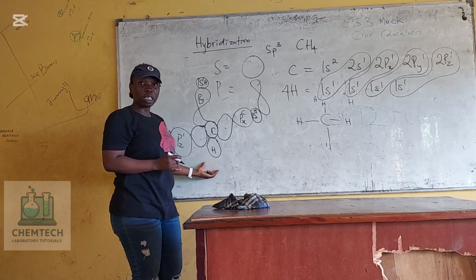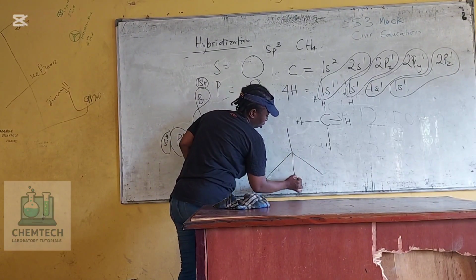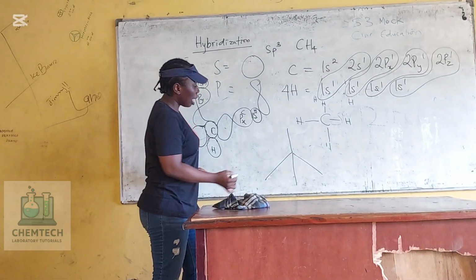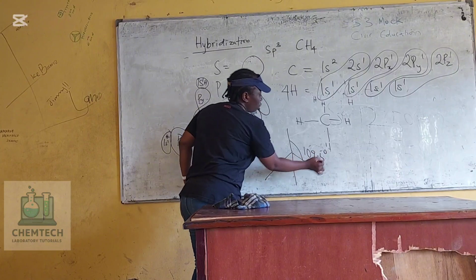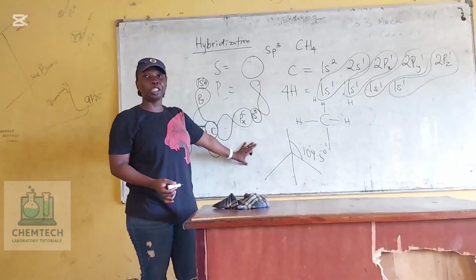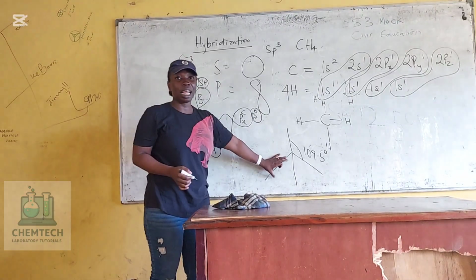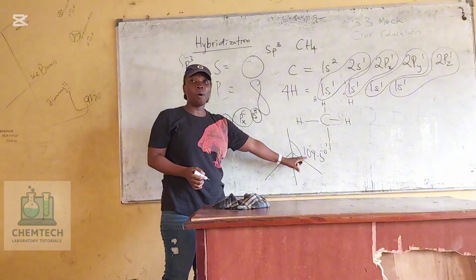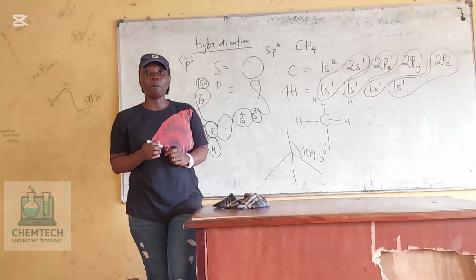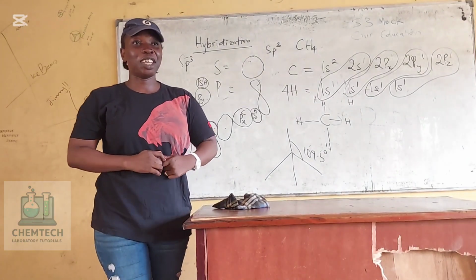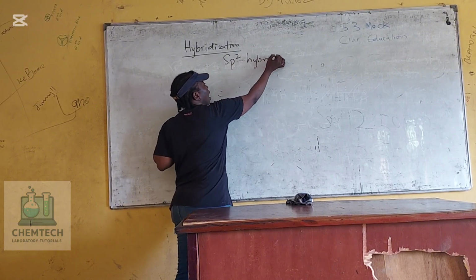So when you view this, the shape becomes something like this. And we are saying that this angle is 109.5 degrees. So it forms a tetrahedral shape. So all sp3 hybridized compounds are tetrahedral in shape with a bond angle of 109.5 degrees. And that is that for sp3 hybridization. Thank you. sp2 hybridization.